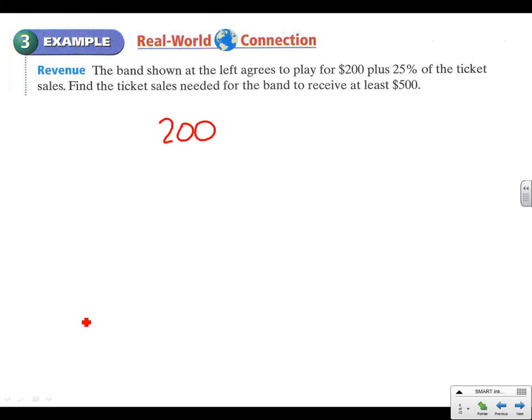200 plus 25%. I'm going to write this as a decimal, 0.25 of. All right, so this "of" is a really key word when we're doing word problems. That's going to mean multiply. So 0.25 times the ticket sales. So I'm going to use T for tickets. All right, and the money that we make, we want at least $500. So 500 is over here.